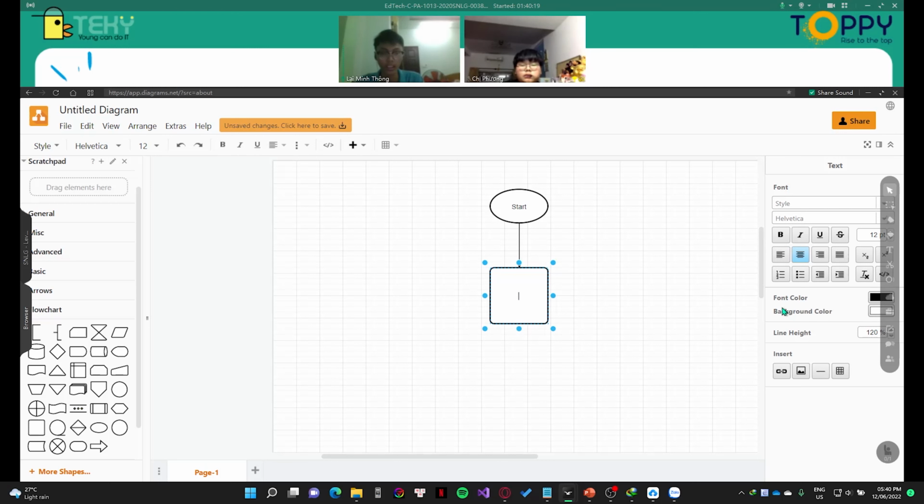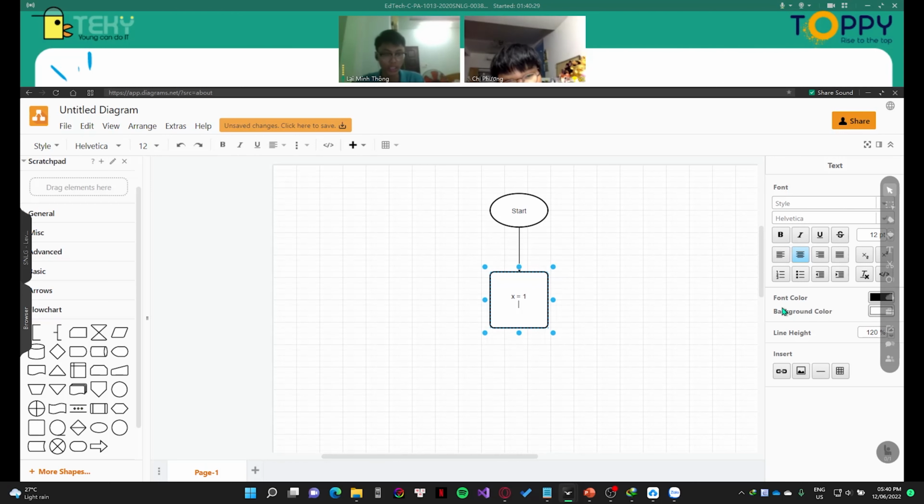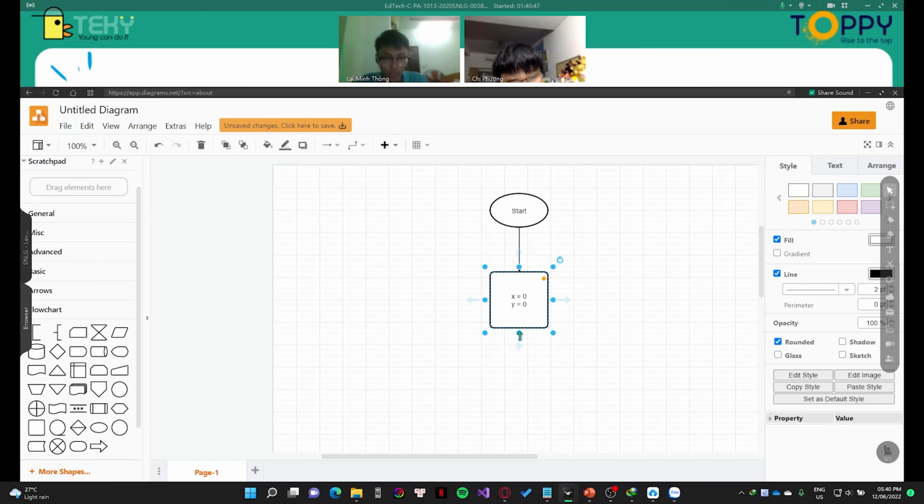So first, x will equal 0, oh no, 1, and then y will equal 1. Wait, we need to start from 0, so we need to start from 0. This process will initialize these two variable values.